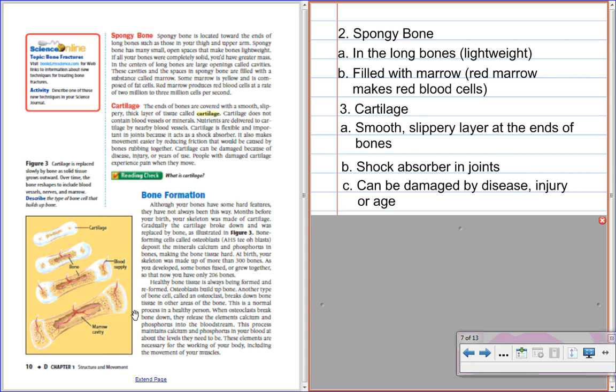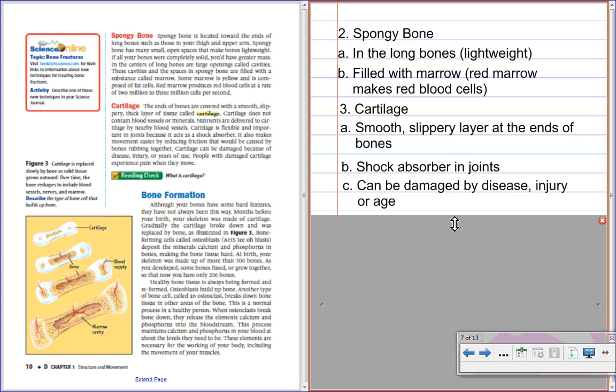When osteoclasts break bone down, they release the elements calcium and phosphorus into the bloodstream. This process maintains calcium and phosphorus in your blood at about the levels they need to be. These elements are necessary for the working of your body, including the movement of your muscles.